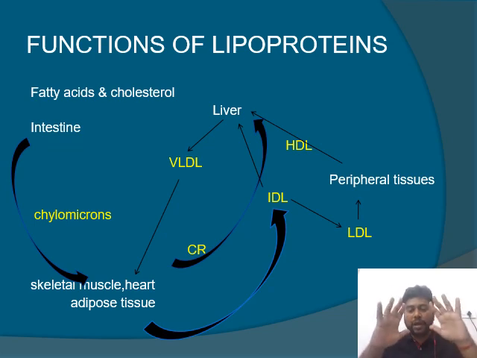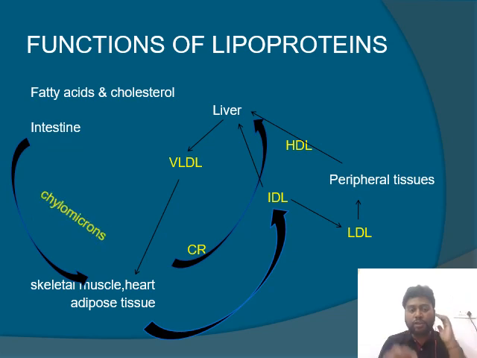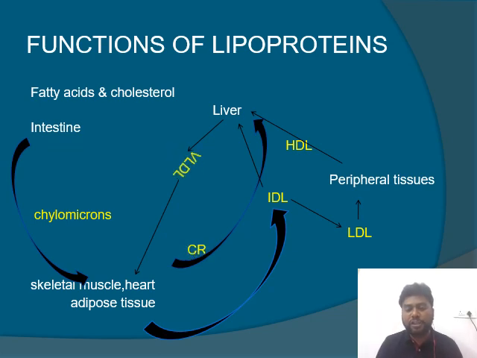Okay, so grossly what we can say is chylomicrons and VLDL help in the transport of triglycerides from the site of synthesis or site of origin to the target tissues. What is the site of origin for dietary triglycerides? It is the intestine. From the intestine, the triglycerides are transported to the peripheral tissues by chylomicrons. Next, the endogenously synthesized triglycerides from the liver are taken to the peripheral tissues by the VLDL molecule.